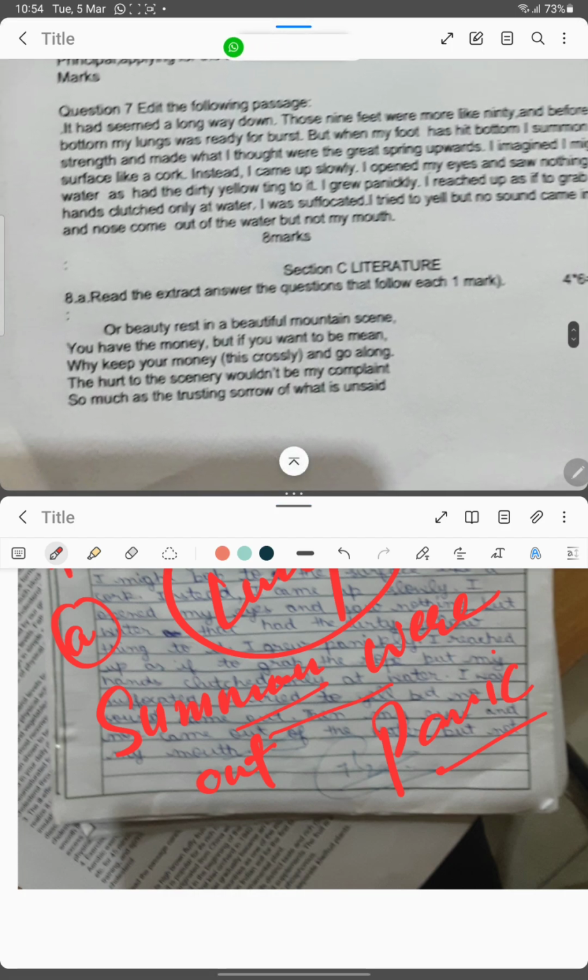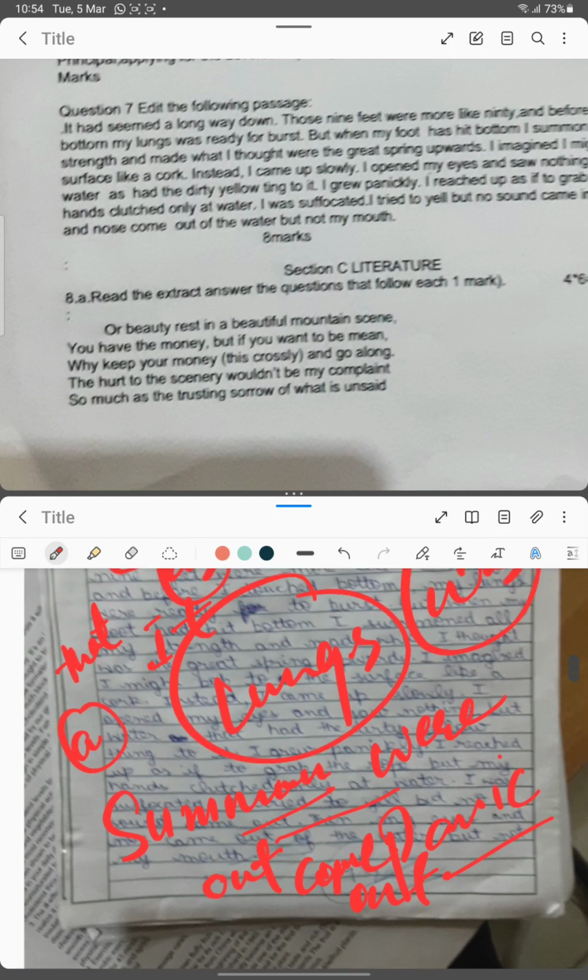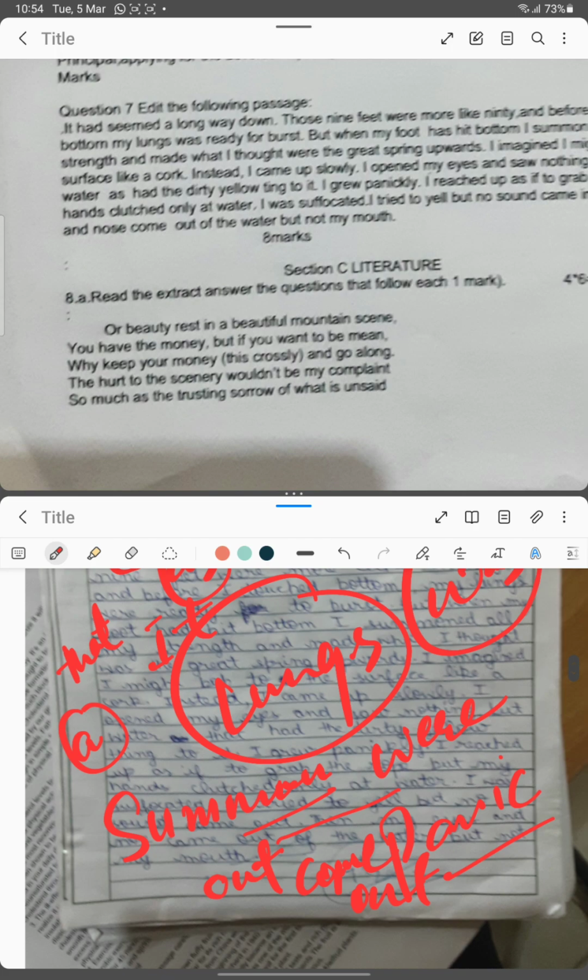Then my eyes and nose come out. Not come out, because it is the first form. Again, we are in the past, came out of water, but not my mouth. So this ends your passage for editing. Fine.